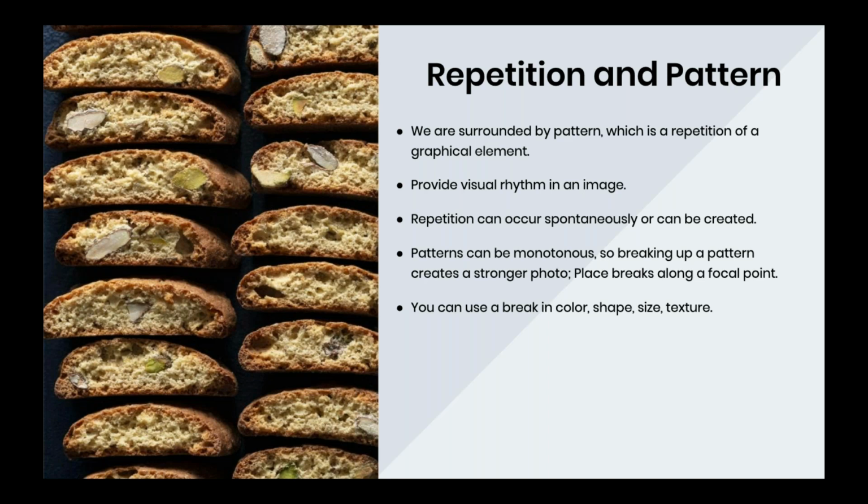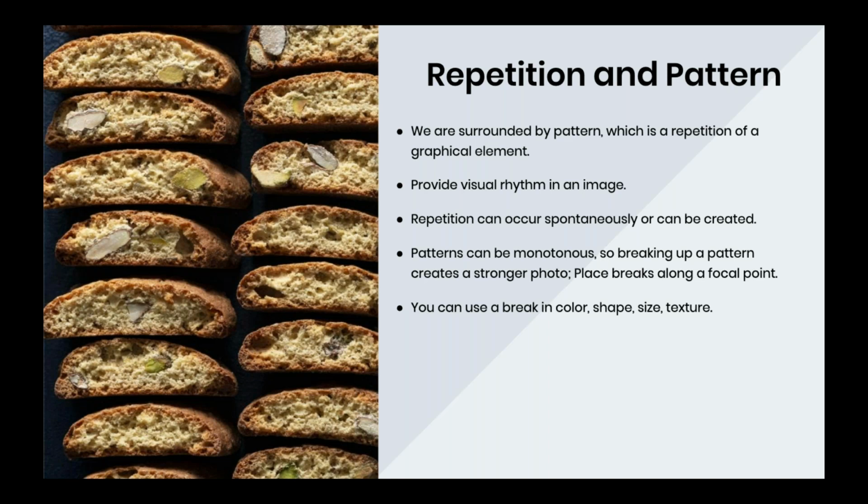For example, if you have several brownies, you might want to place them all horizontally or vertically, or you might want to place them on diagonals. There are different ways to use those lines, but you're still creating a repetition because you have the same subject appearing throughout the frame. So in my image here, I have several biscotti and created that repeating pattern with it.